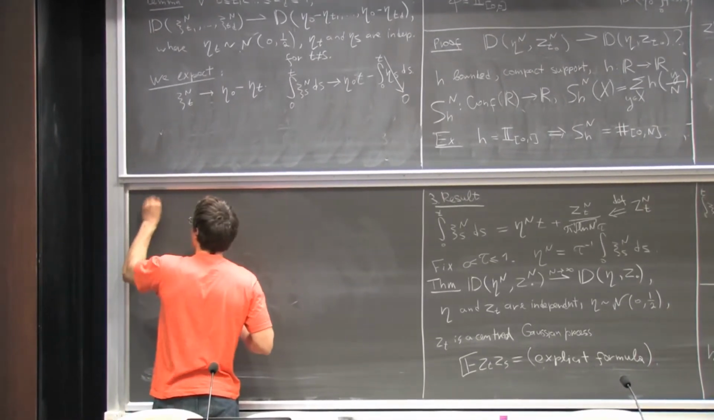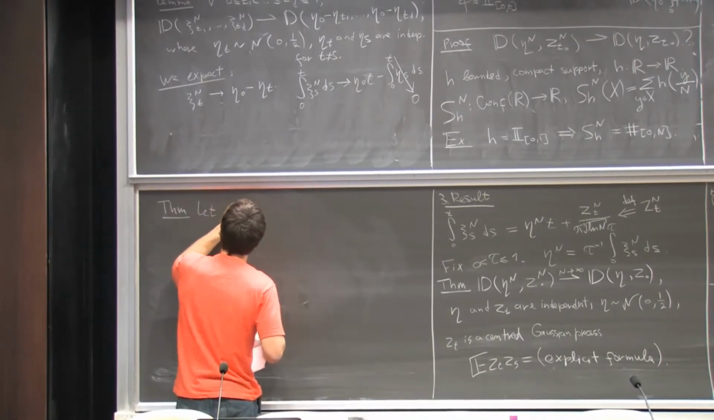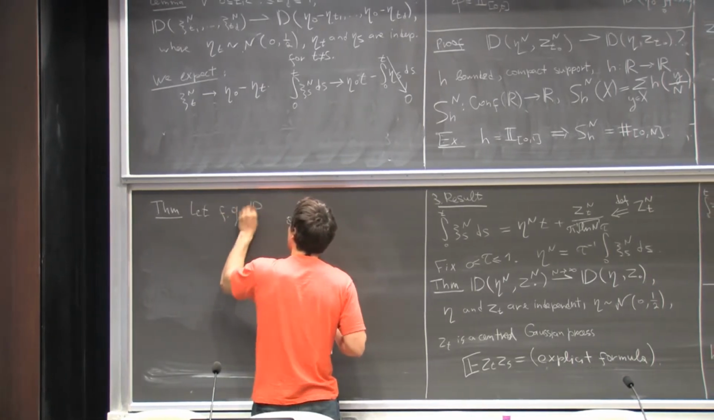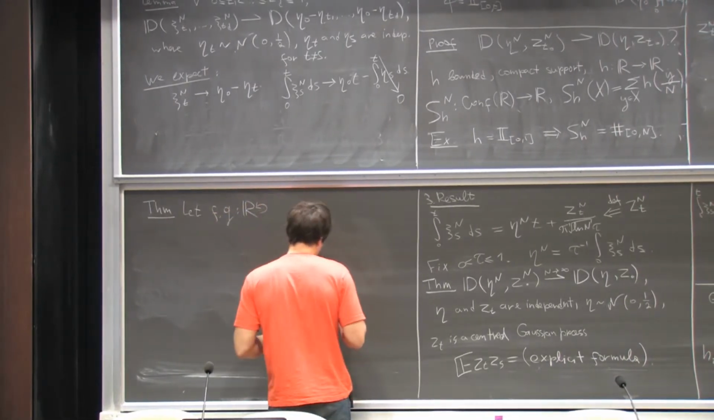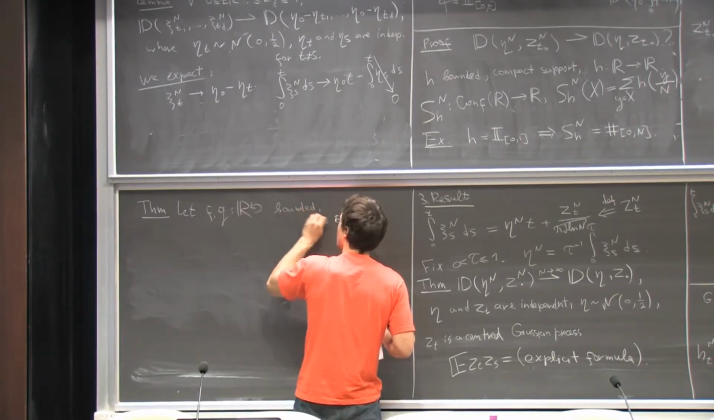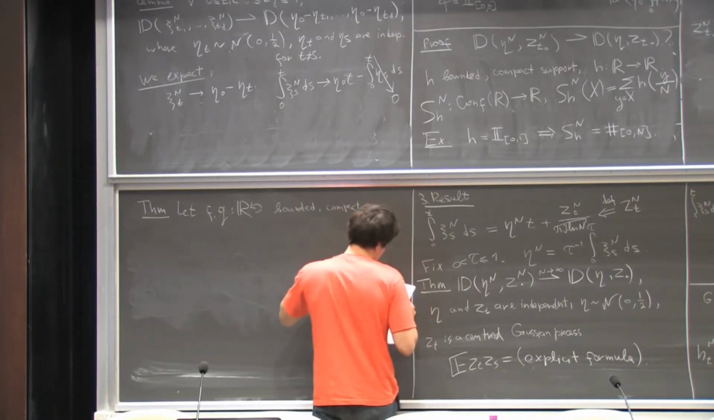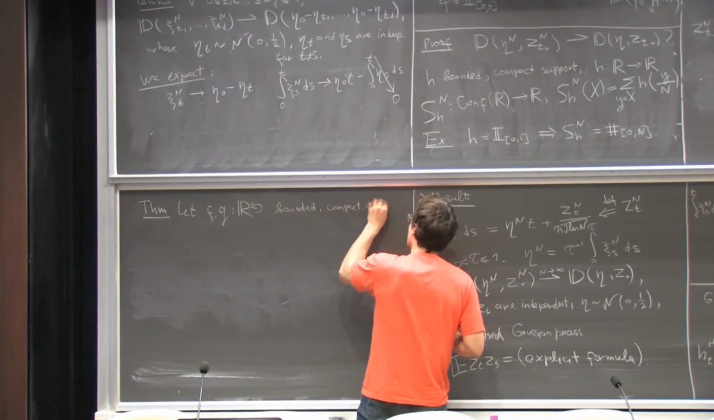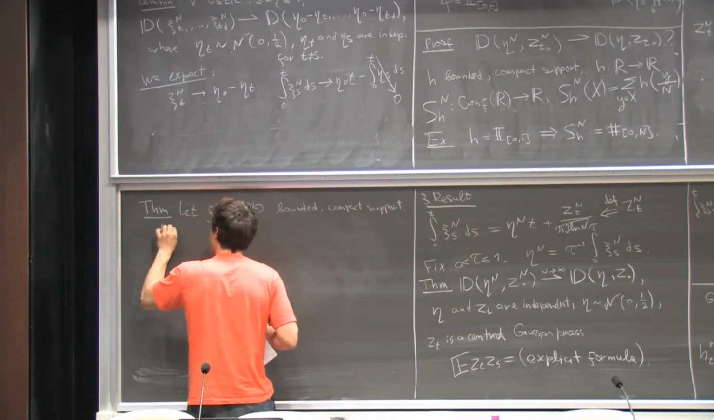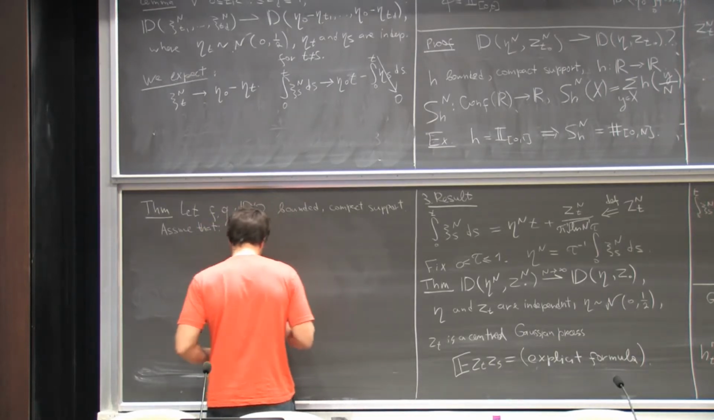So, theorem. Let f and j be real functions, also bounded, as usual with compact support, of course measurable. And let us make the following assumptions.